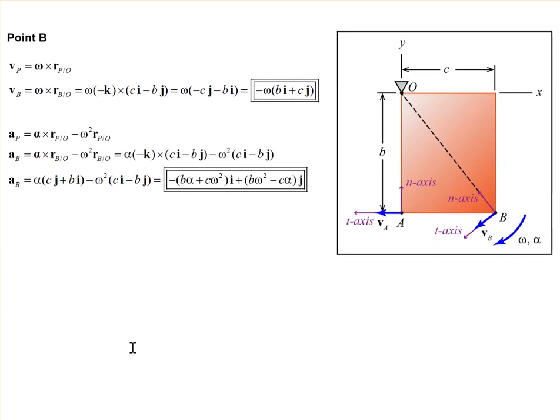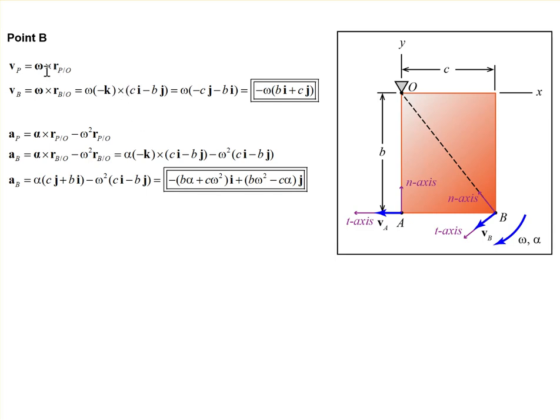All right, so let's do point B using the cross product versions of the equation. Here's the general form, v equals omega cross r. We apply that at point B. So we know omega is in the minus k. We know that because of the right-hand rule. Rotate your hand in the direction of rotation, and your thumb will point in the direction of the vector.